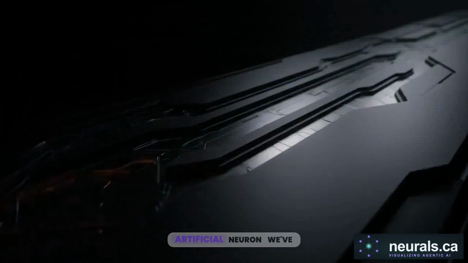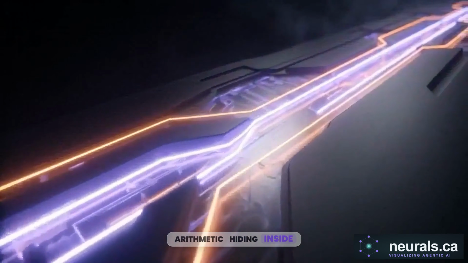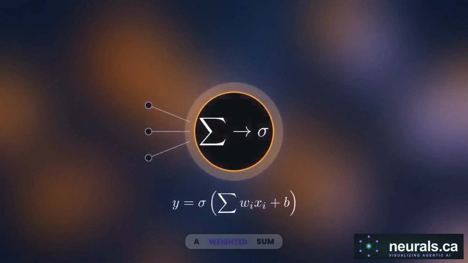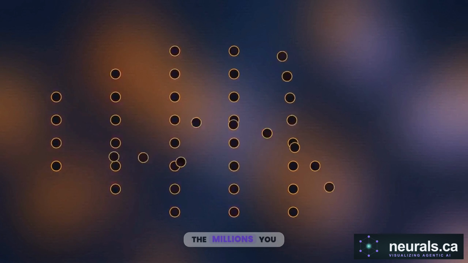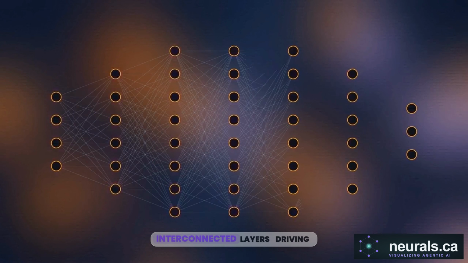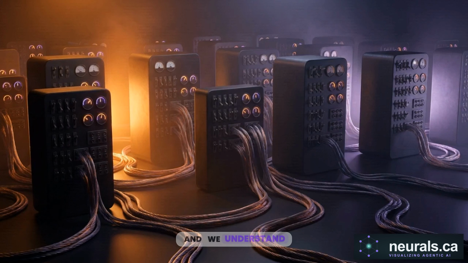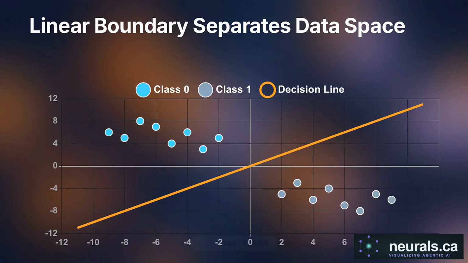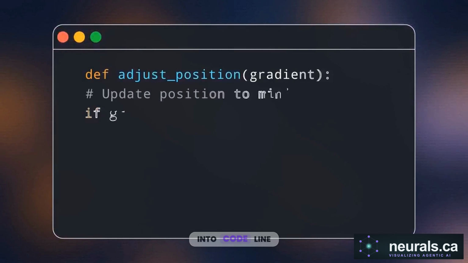The single artificial neuron we've just mapped out is the exact arithmetic hiding inside modern artificial intelligence. When you take this simple rule, a weighted sum passed through an activation function, and duplicate it by the millions, you form the dense, interconnected layers driving today's deep learning models. We have the historical context, and we understand how the math physically separates data in space. Now we are ready to open the neuron itself and translate that logic into code, line by line.